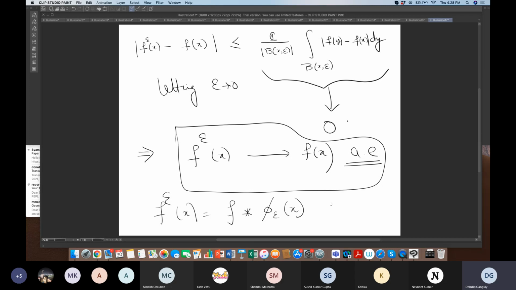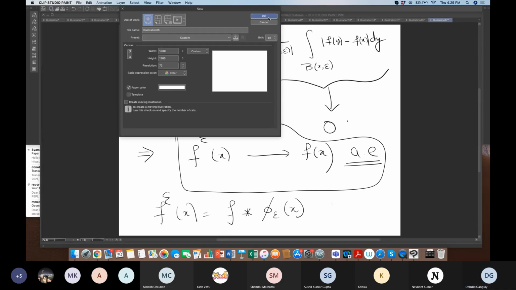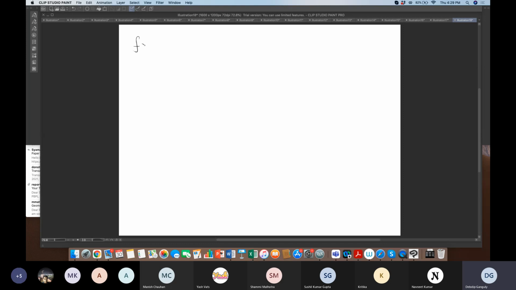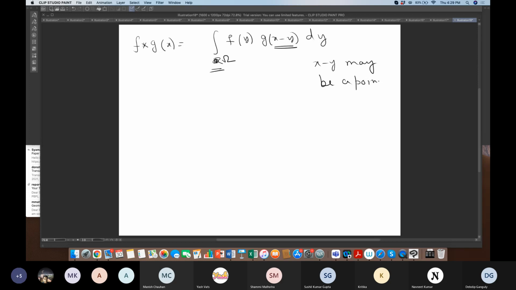Now one more small thing I will tell you. When I am defining f convolution g of x, everything I have to define in R, right? The integral of f y g of x minus y dy. Because this translation should make sense, x minus y is any point in R. If I fix some omega, it might be a problem because this x minus y may not be a point in omega. You agree?